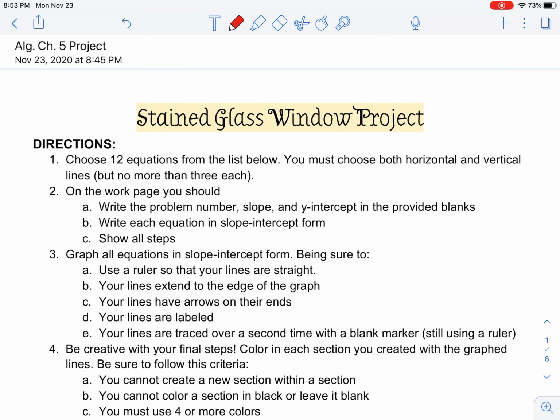Okay, hello everybody. I'm going to be giving you directions for your Algebra Chapter 5 project. To begin with, you are doing a stained glass window project, and this is going to be done on paper and then submitted online.